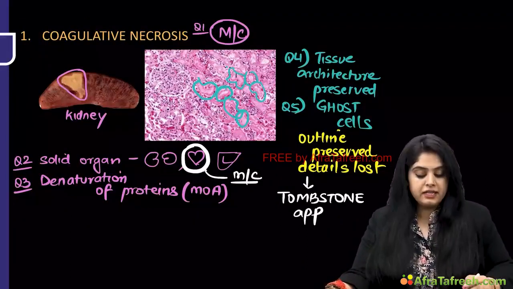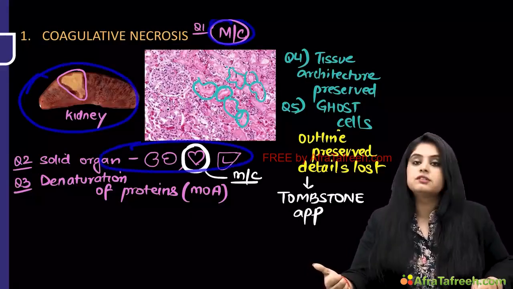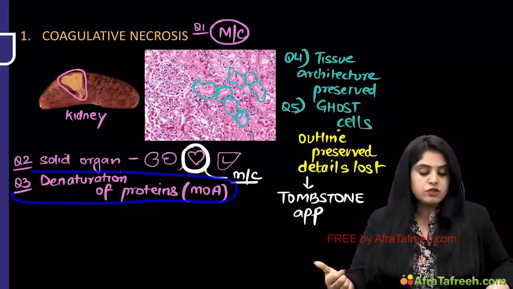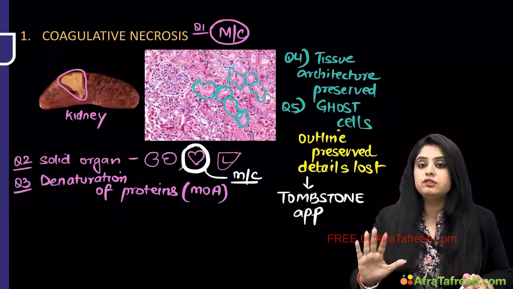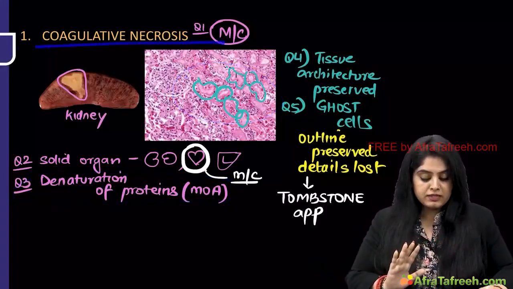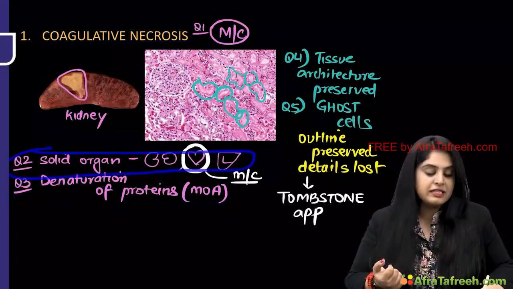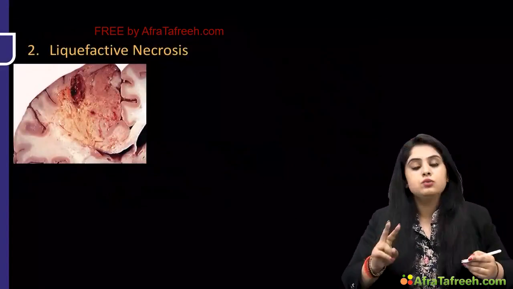Repeating once again, this is the most common type of necrosis. You will see it in all kinds of solid organs like kidney, liver and heart. Heart is very common. Denaturation of protein is its mechanism of action. Tissue architecture is preserved. You see ghost cells and tombstone appearance. Coagulative necrosis is done. Repeating once again, it is going to be seen in the solid organs, except it is not seen in two solid organs.